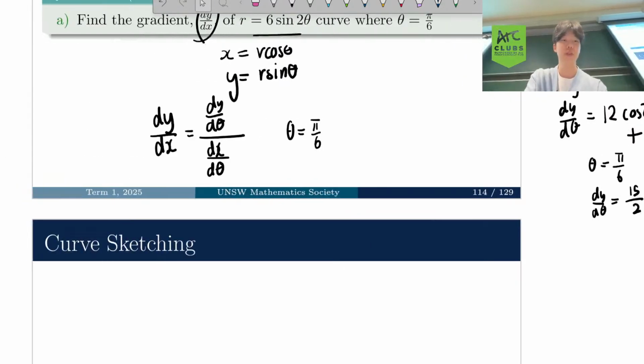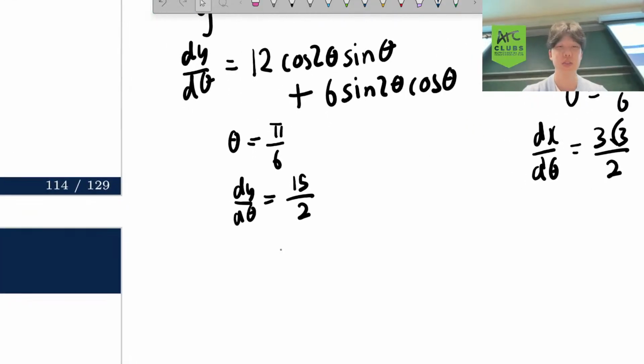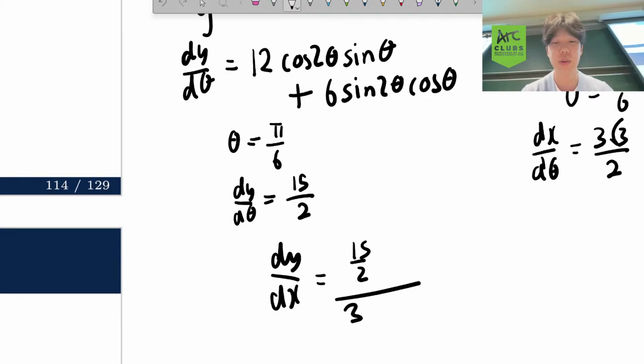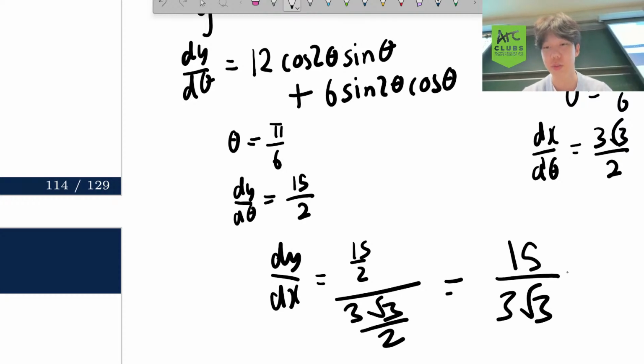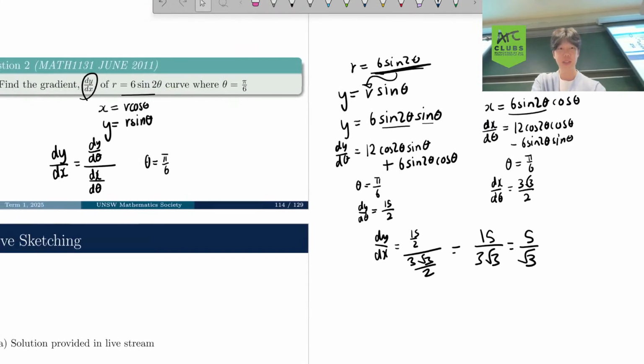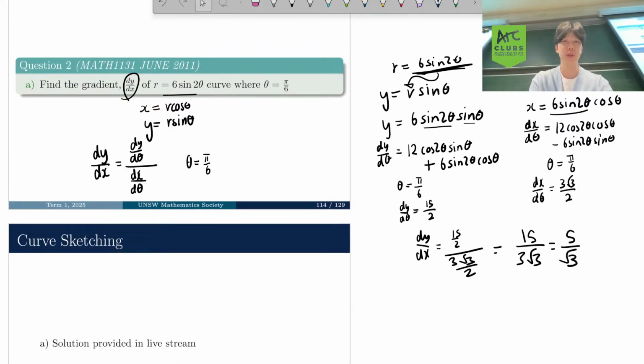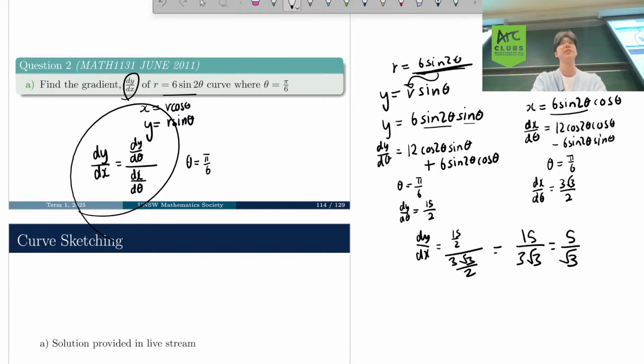Now remember our formula that dy/dx was the derivative of y divided by the derivative of x. So I can see that dy/dx is just going to be 15/2 divided by 3√3/2, which is just 15/(3√3), or 5/√3. So yeah, that's how we do it. All we did was turn x and y into terms of θ alone, such that we can plug it into our dy/dx formula and sub in θ = π/6. And that's how we get dy/dx. Are you all good with that?